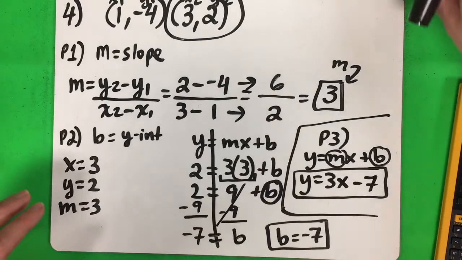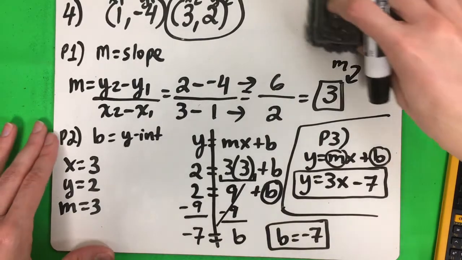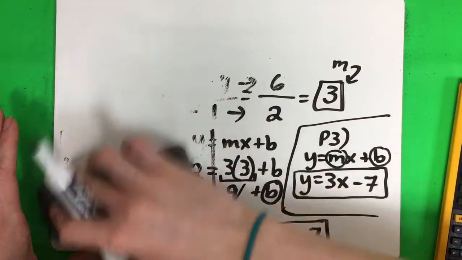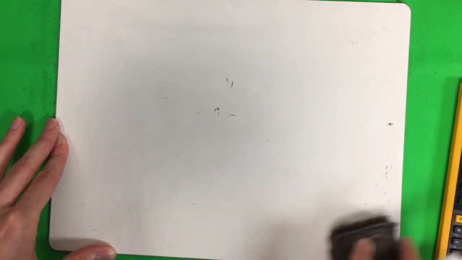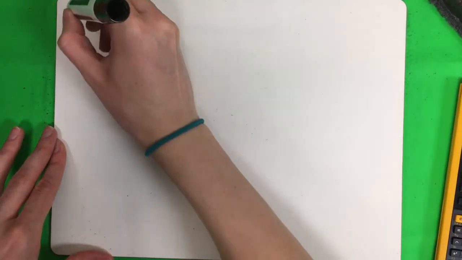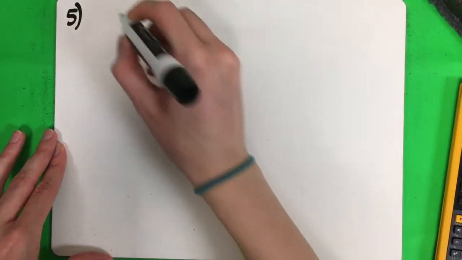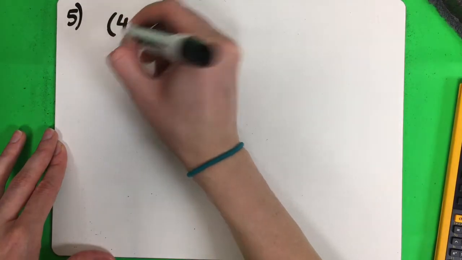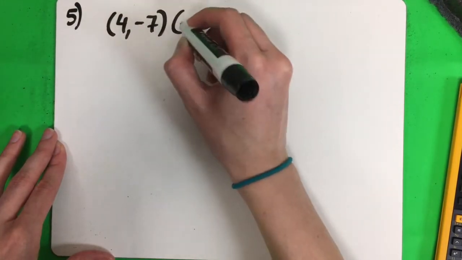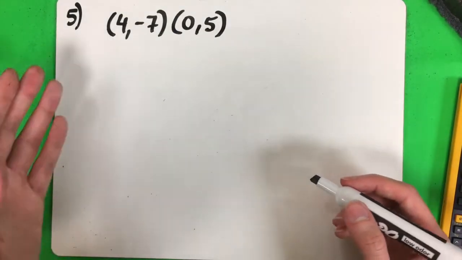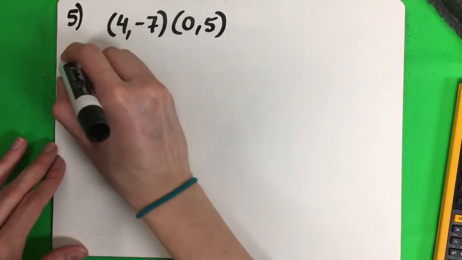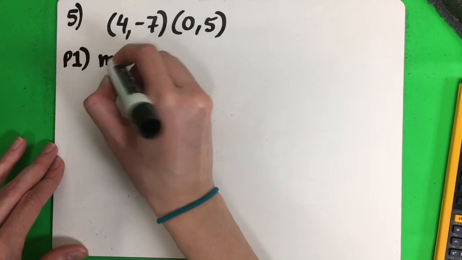Okay, let's do it again. Number 5. Make sure that you are copying everything. The best way to remember is to write it down. Number 5. I have 4, negative 7, and 0, 5. Okay, first I need the slope. So part 1, I'm going to find the slope.